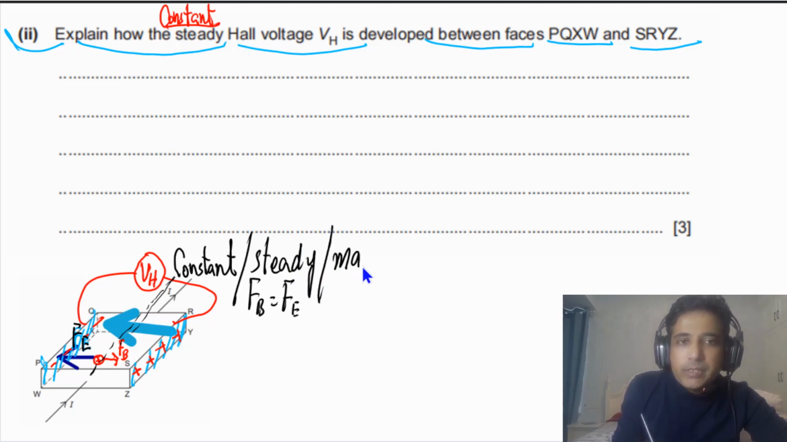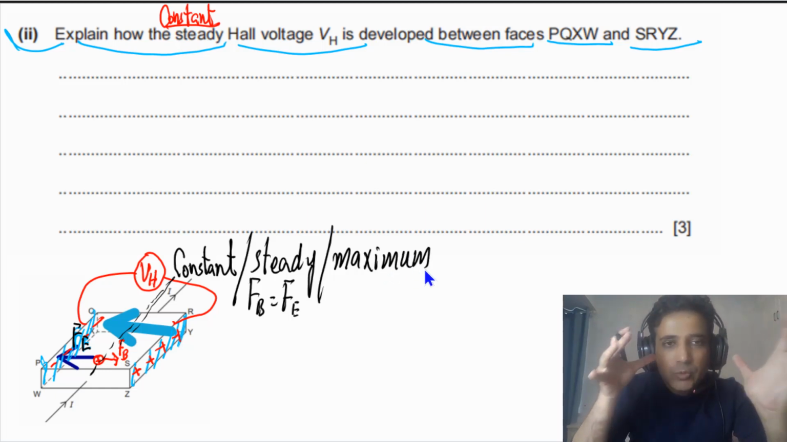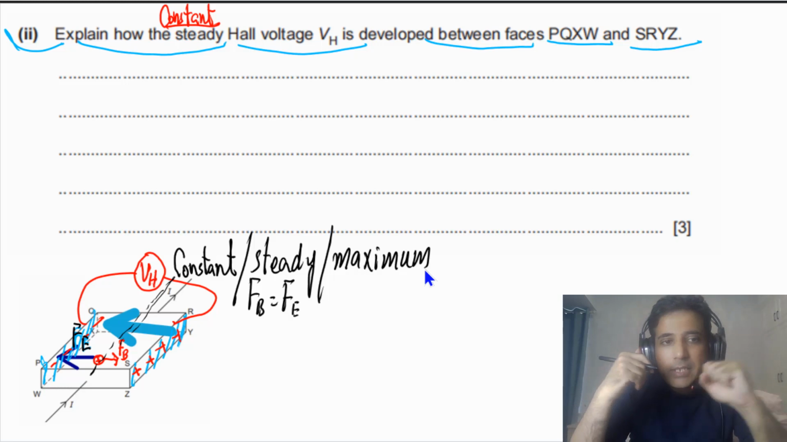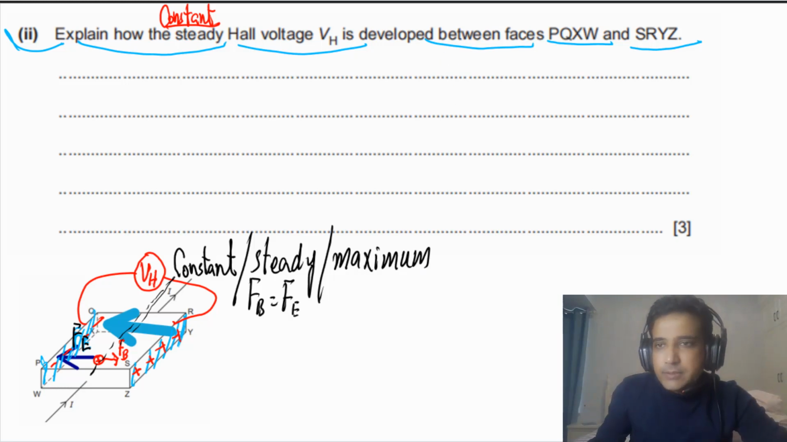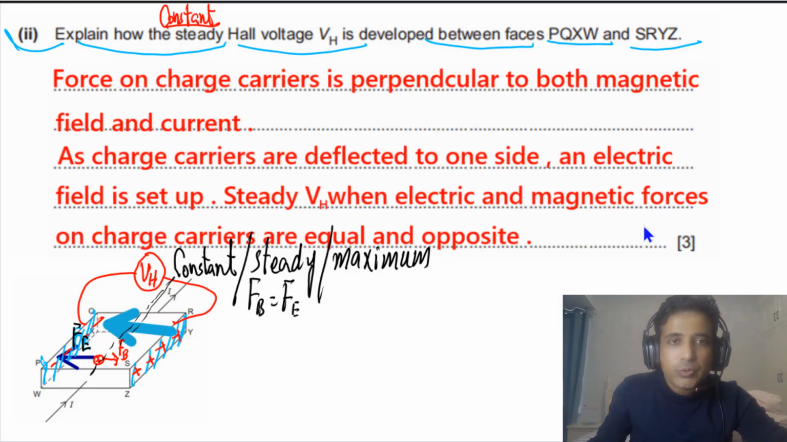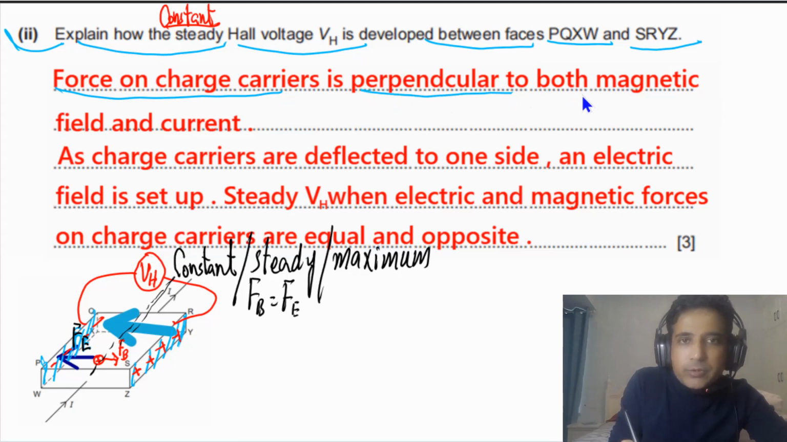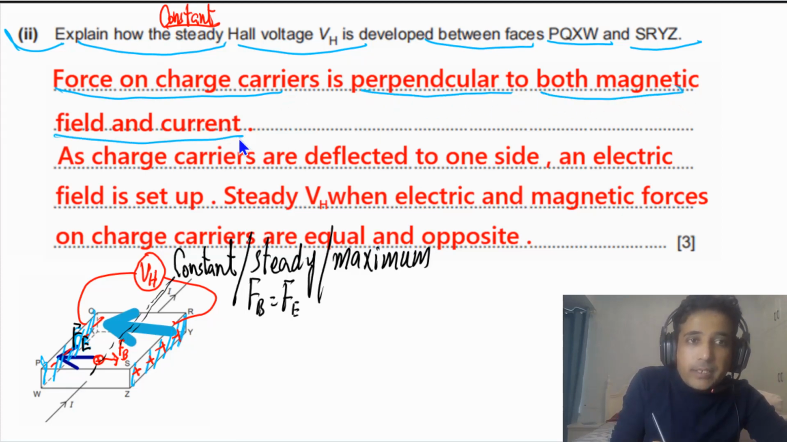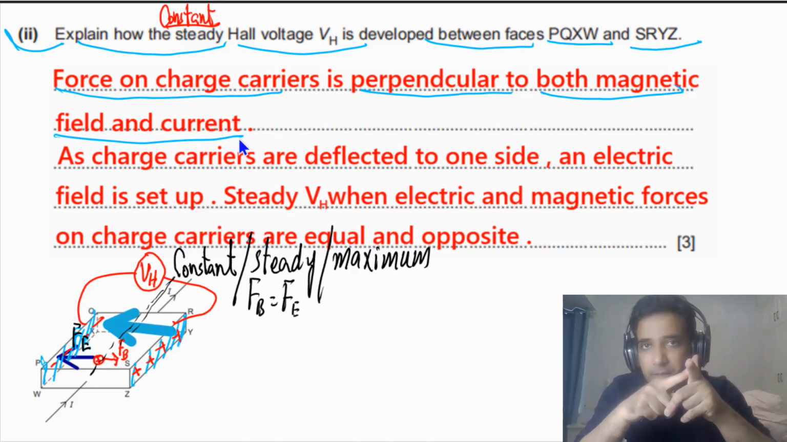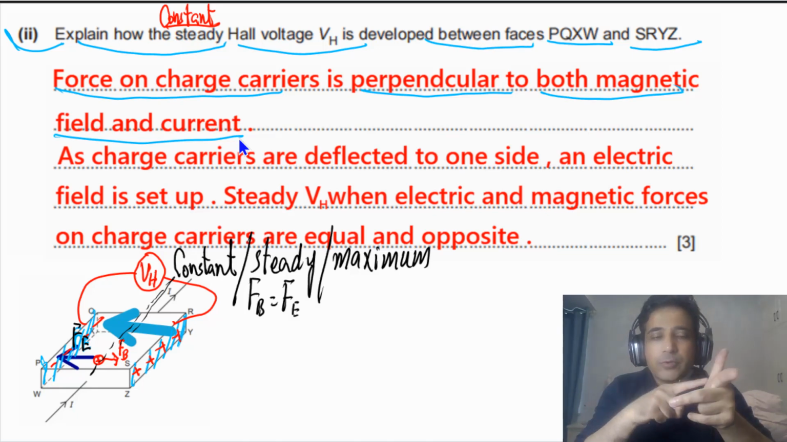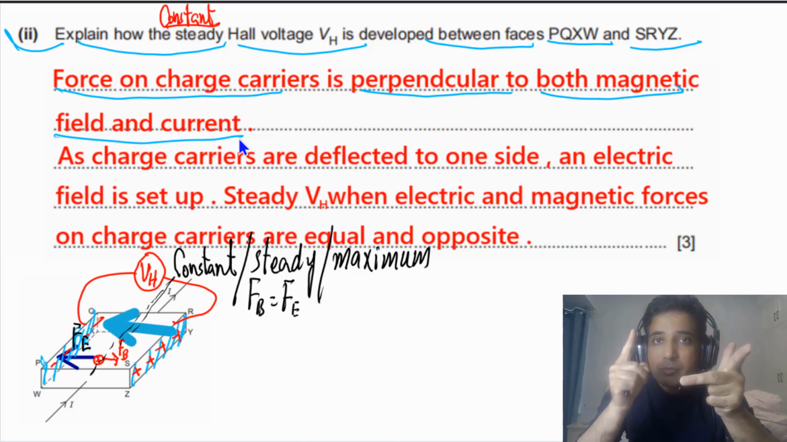If you have this understanding now, then you can write down the answer. So let me show you the answer, how you can answer this problem. In your answer, you can mention these points. Force on charge carriers is perpendicular to both the magnetic field and current. We have already discussed, according to Fleming's left-hand rule, force has to be perpendicular to the magnetic field. Force also has to be perpendicular to current. Very important point. Current has to be perpendicular to the force. Current also has to be perpendicular to the magnetic field. And this is also true for the magnetic field.